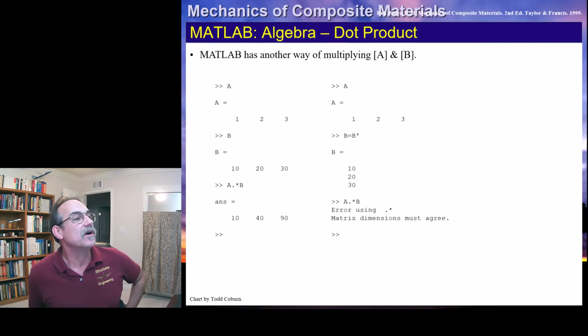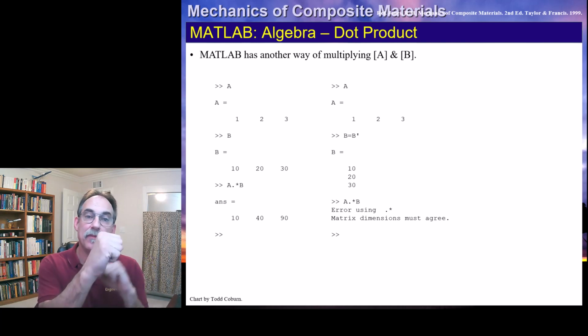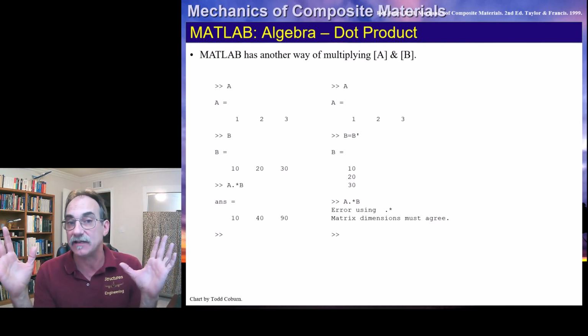Okay? So here's A again. B, if B is B prime, there's B prime. If we do A dot times B prime, it can't do it because you'll notice A has a row with 3 columns. B has a column with 3 rows, so the only element that's the same in these matrices that can be dot product together is the 1 and the 10. Everything else doesn't align. It's not defined.